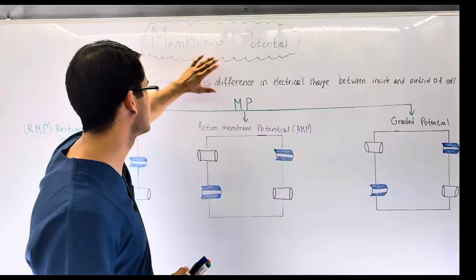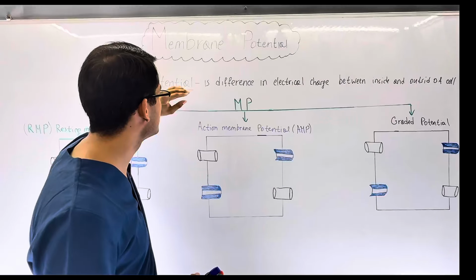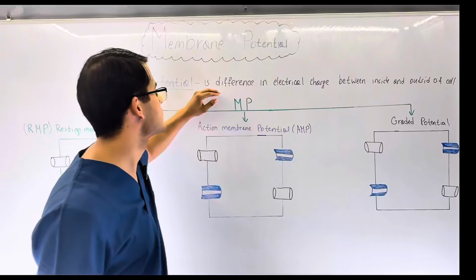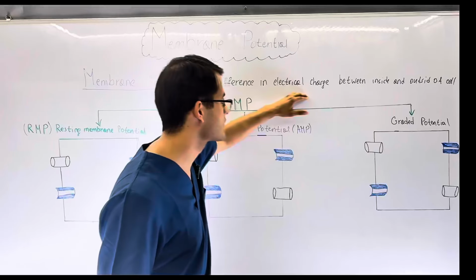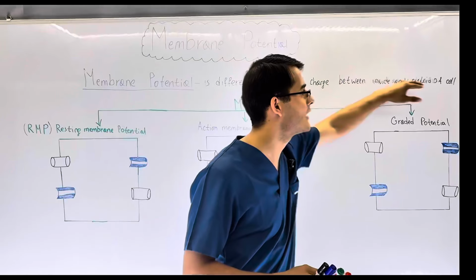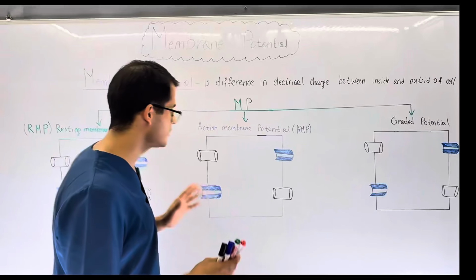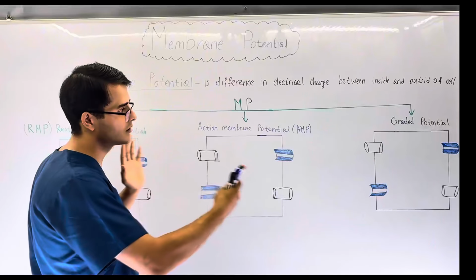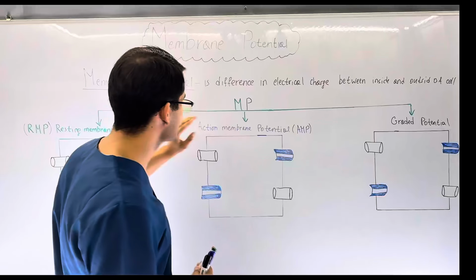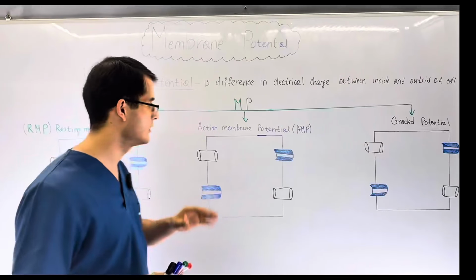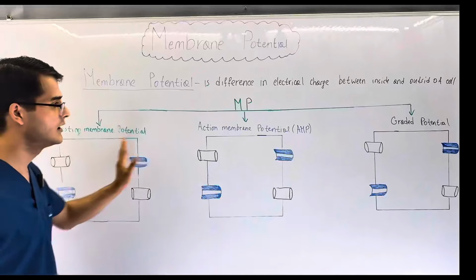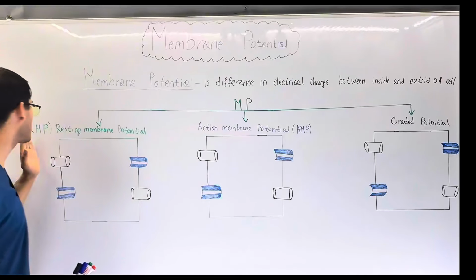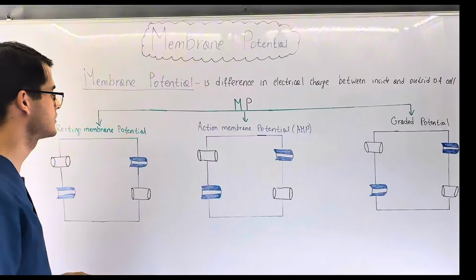The first topic of the normal physiology is about the membrane potential. So what is the membrane potential? The rule is the difference in electrical charge between inside and outside of the cell. I will come back to the rules during the explanation of the process. There are three types of membrane potential: the resting membrane potential, action membrane potential, and the graded membrane potential. You can call them RMP, AMP, and graded membrane potential.